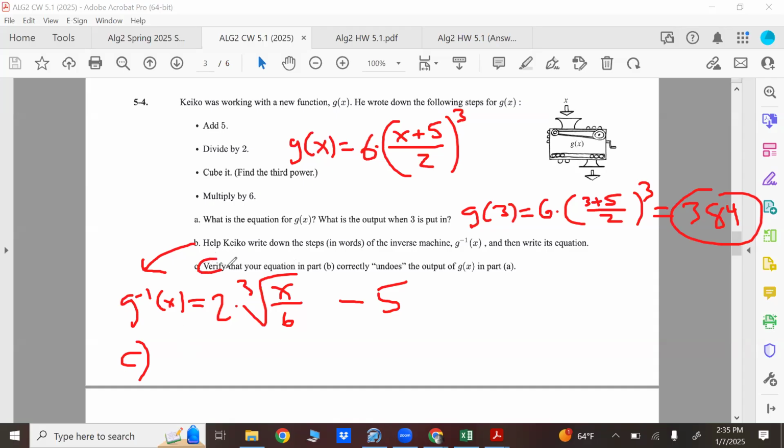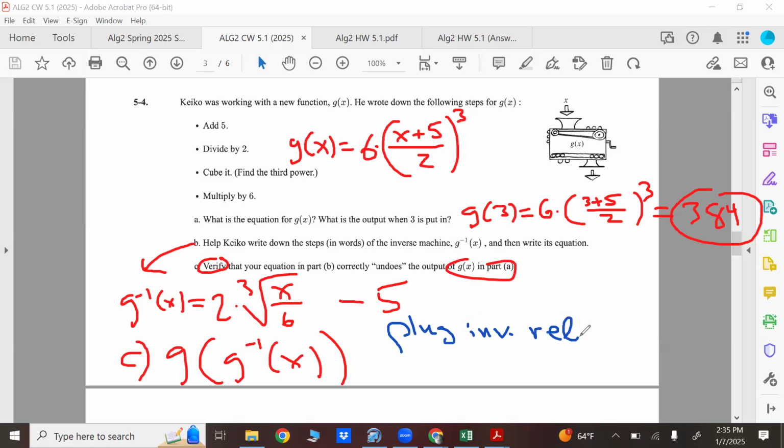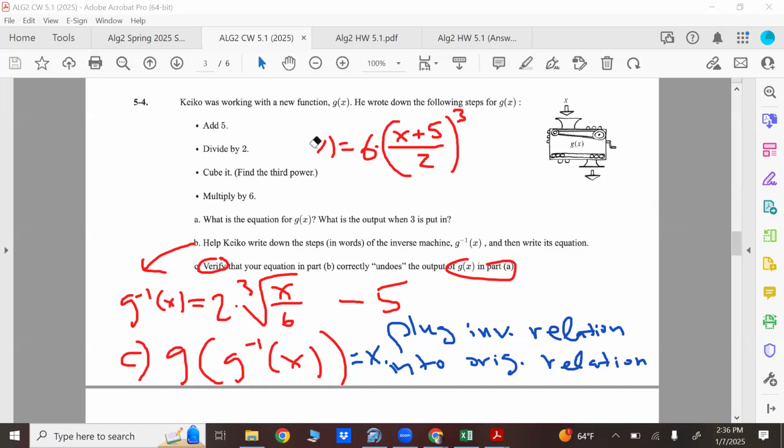So when you're asked to verify that the equation in part B correctly undoes this, here's what you're doing. This part's a little funky, so just bear with me here. You have to plug the inverse relation into the original. Let me change colors here for contrast. What you're hoping to get out, I know it's not obvious what is going to happen, is a plain old x. So if you plug in the original, yeah, let me show you how this works. So, all right, here we go, guys. Let me circle in dark green.